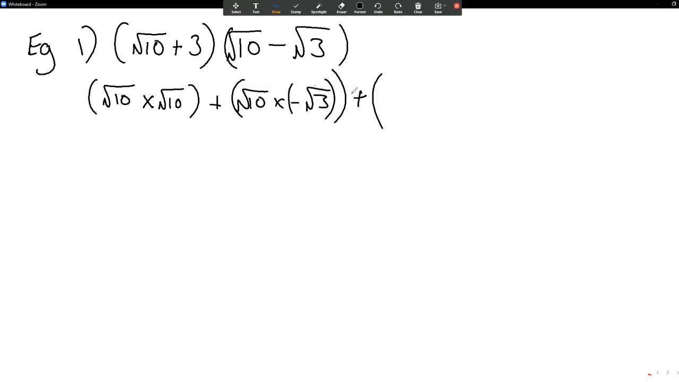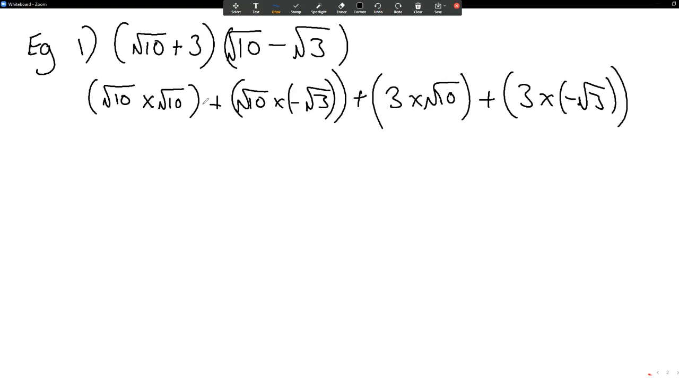And then we can do the inners, so we get 3 times root 10. And then we get the last, which is 3 times minus root 3. So we've expanded it just like we would with a normal bracket. And now what we can do is figure out these individual brackets from the rules.